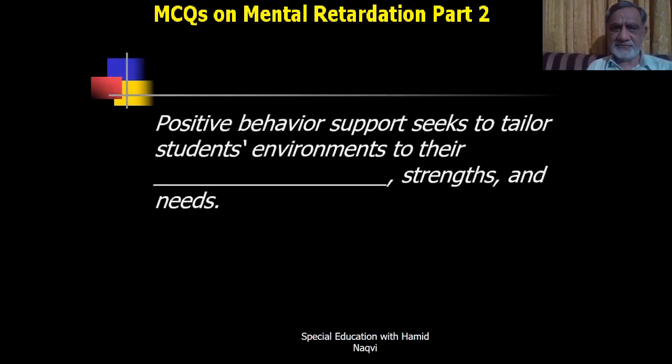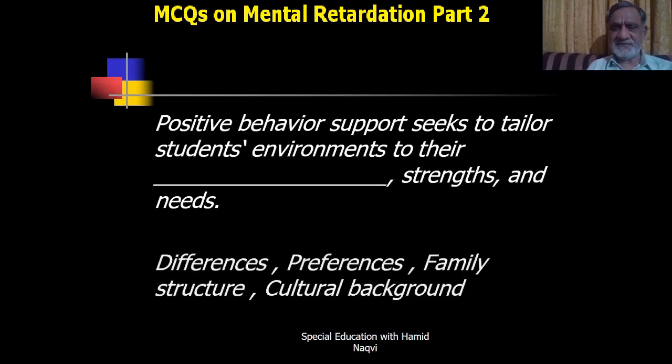Next question is positive behavior support seeks to tailor students' environment to their dash, strengths, and needs, differences, preferences, family structure, or cultural background. Correct answer is preferences.